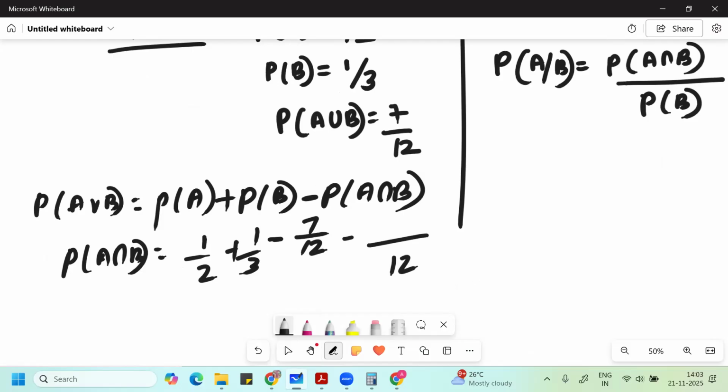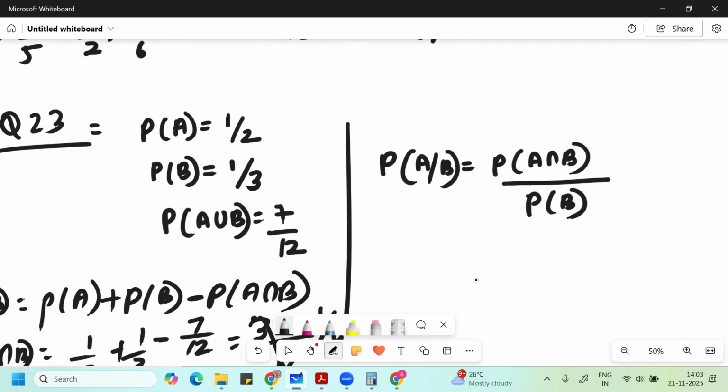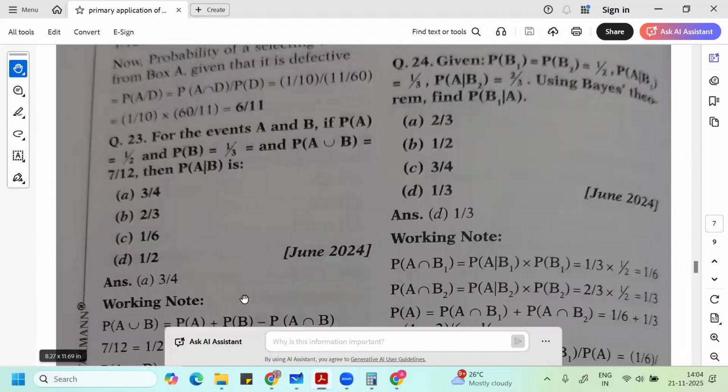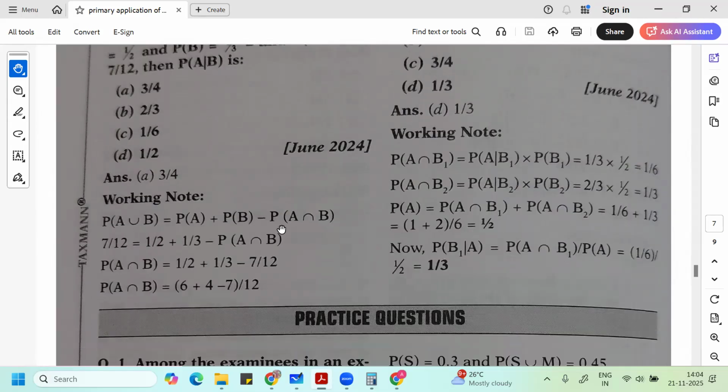So LCM will be 12. The LCM of 2, 3 and 12 would be 12. So 12 divided by 2 is 6 and 12 divided by 3 is 4. So 6 plus 4 is 10, and 10 minus 7 is 3. So you'll get 3 by 12 or 1 by 4. So A intersection B is 1 by 4 and probability of B is 1 by 3. So the answer would be 3 by 4. Question number 23 answer is option A, 3 by 4.